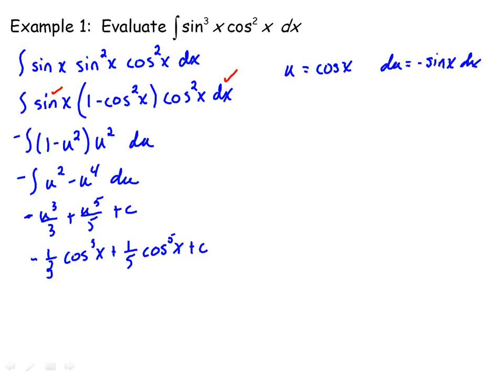And so you have negative cosine to the third x over 3, and negative cosine to the fifth x over 5, or you can write it like I did on the board. It's completely and totally your choice.